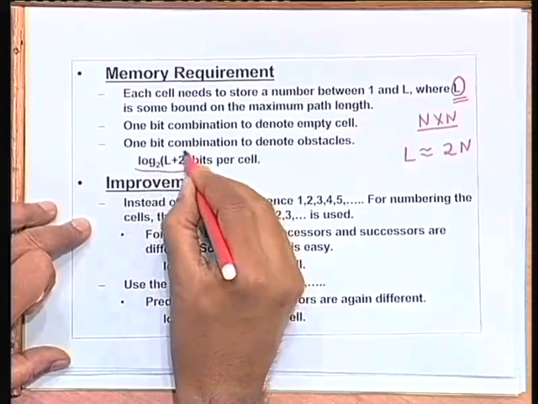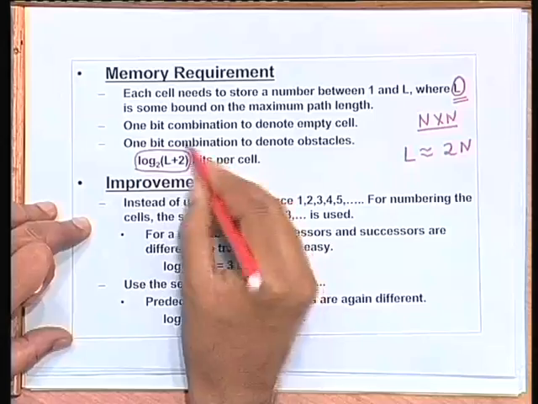Suppose I have a certain number of bits. There will be one bit combination indicating an empty cell, maybe 0, another bit combination indicating blocked or obstacles, and the other bit combinations can be used for labeling. So actually we need log L plus 2 bits per cell, the ceiling of that.